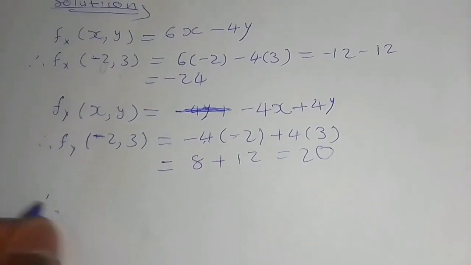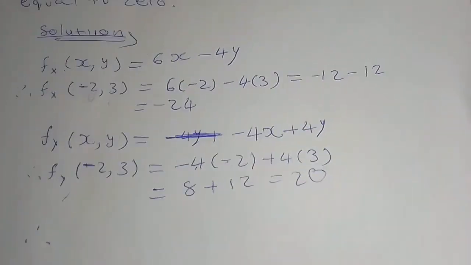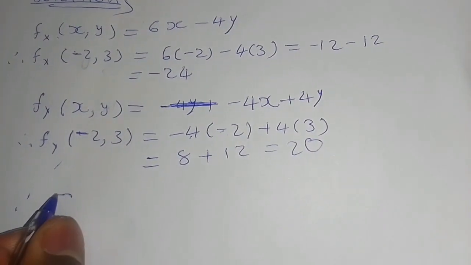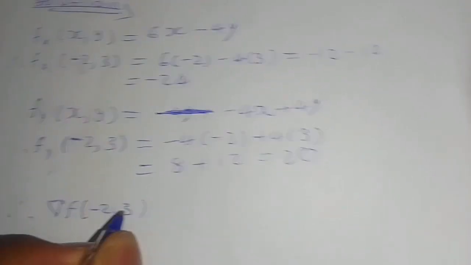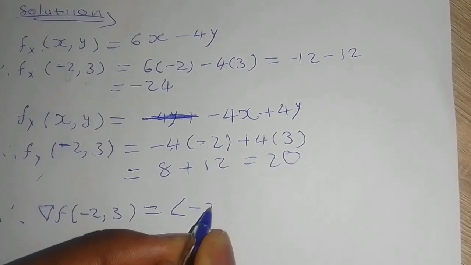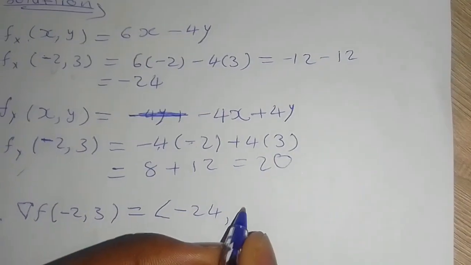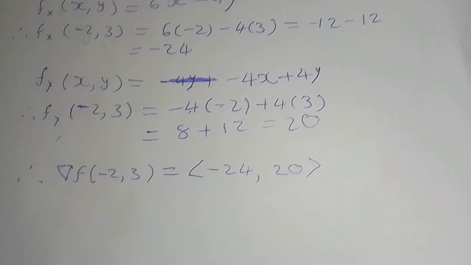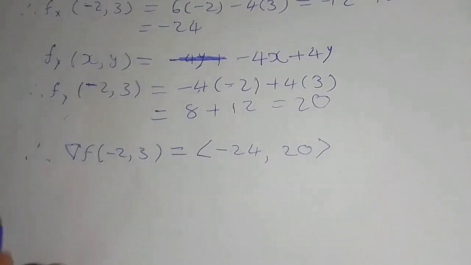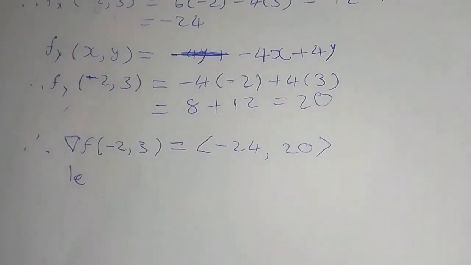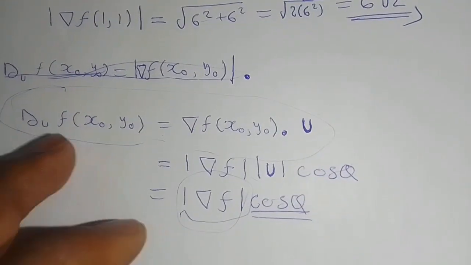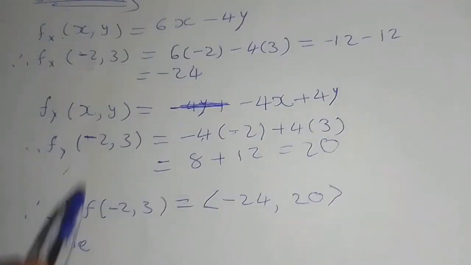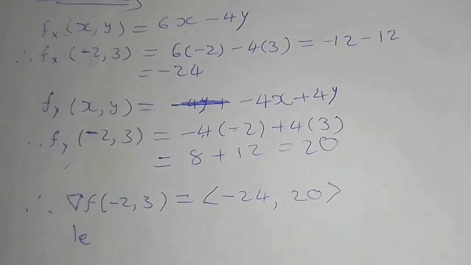Since we have these partial derivatives evaluated at that point, we can get the gradient vector of f at (-2, 3), which gives us -24 as the first component and 20 as the second component of that vector. Notice I said that you dot this with the unit vector, and that's your directional derivative. By definition, we find the directional derivative by dotting the two vectors.